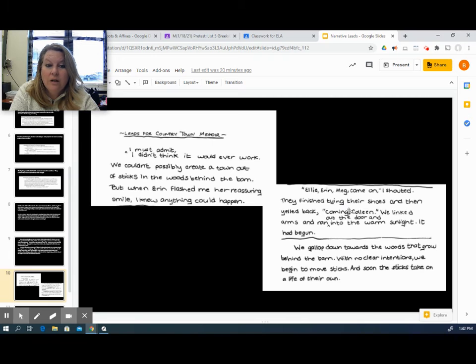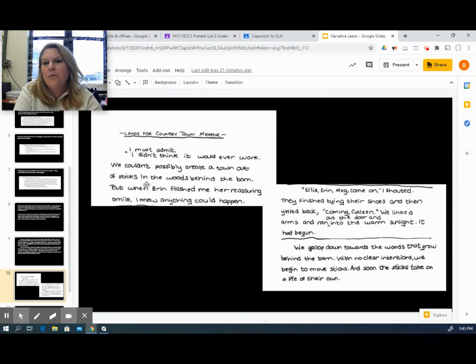And now we're going to look at what I think looks like a dialogue lead. Do you guys see the quotation marks? "Ellie, Erin, Meg, come on," I shouted. They finished tying their shoes and then yelled back, "Coming, Colleen." We linked arms and ran out the door and into the warm sunlight. It had begun.